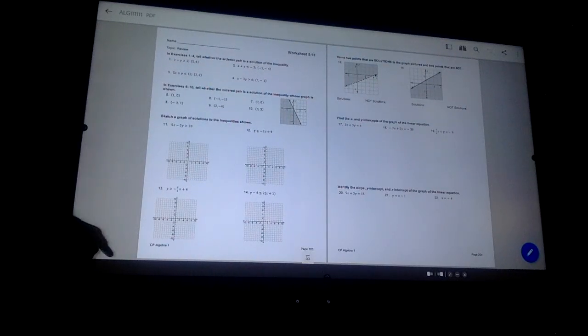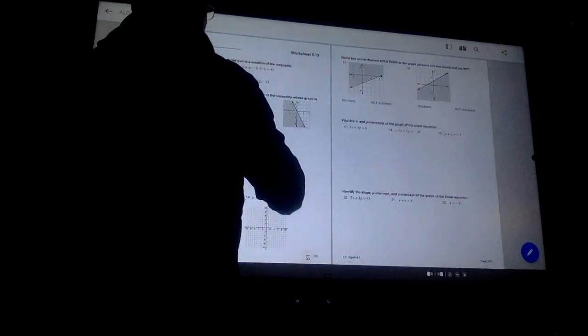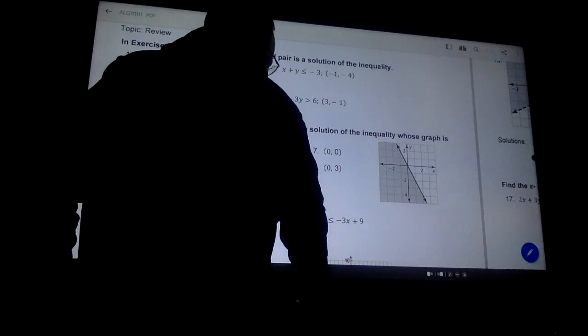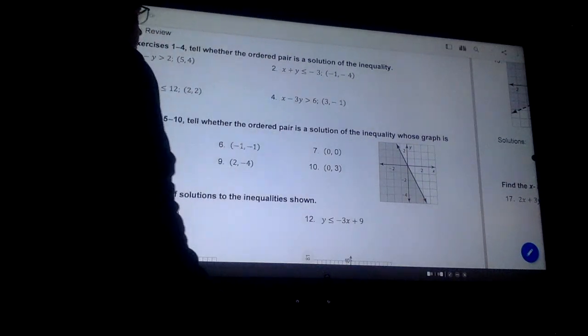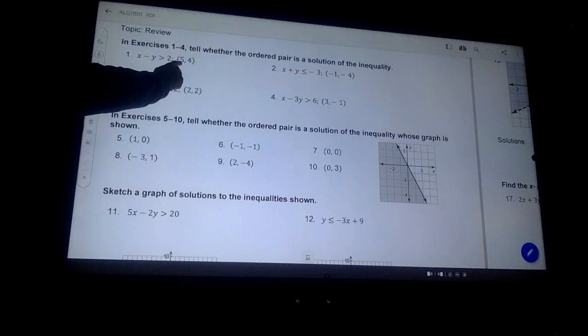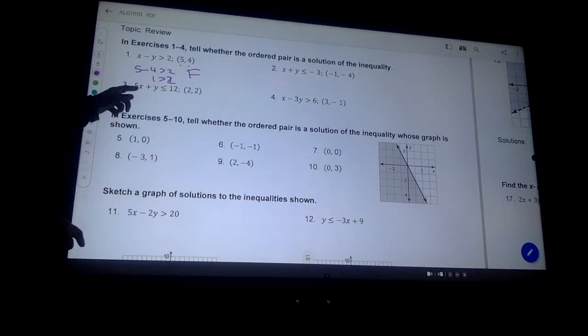All right, now we're looking at our review. So I will hit upon the odds on this one. Let's zoom it in. I know we hadn't zoomed in before, but we should be all right. All right, so we want to see if this works. That's an x value and y value. So is 5 minus 4 greater than 2? Is 1 greater than 2? That's false. Let's do number 3.